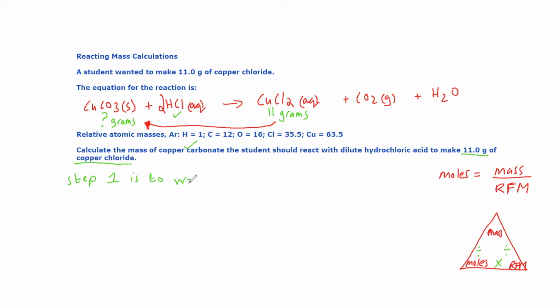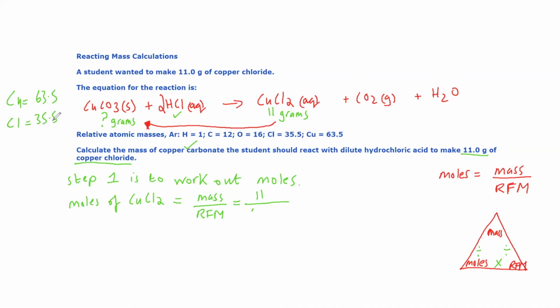And if you remember, it was to work out the moles. The moles of what? Well, look at the information they've given. They've given me information about copper chloride, CuCl2, 11 grams. So that's what I'm going to work out the moles of. CuCl2 equals mass over RFM. The mass is 11. And from the periodic table, actually I didn't need to look at the periodic table because they actually give you the numbers that you need in the question.